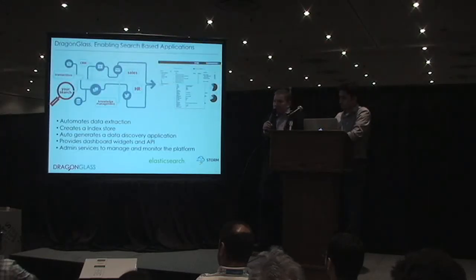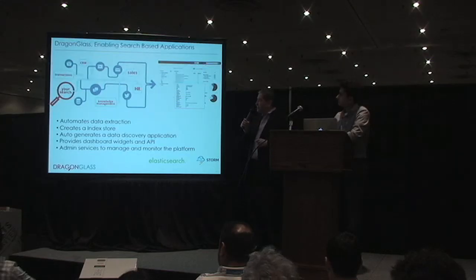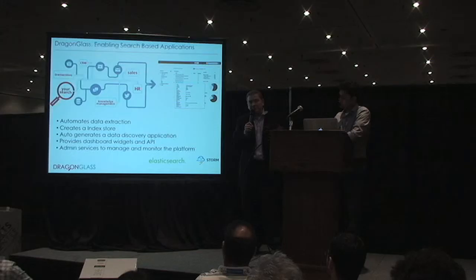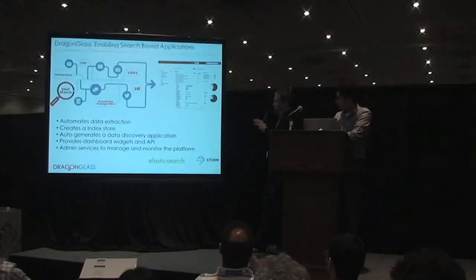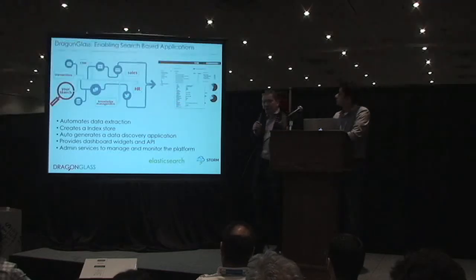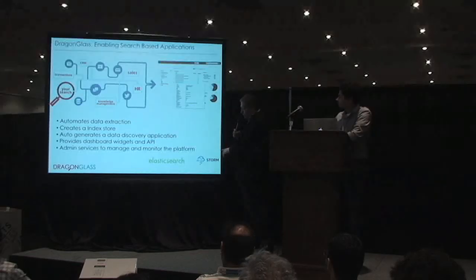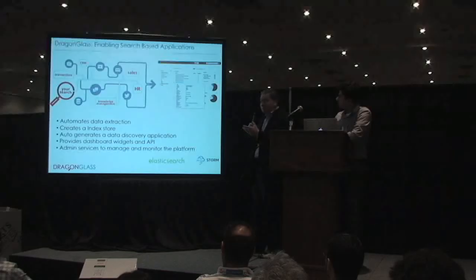So our solution to search-based applications is Dragonglass, and Dragonglass is a complete platform which quickly enables you to build search-based applications. It comes with an entire series of data extractors. It creates the index store for you. It's built on top of Elasticsearch as well as Storm, our key components within the architecture. But we've built around that platform to make it an entire solution to quickly enable you to build SBAs.